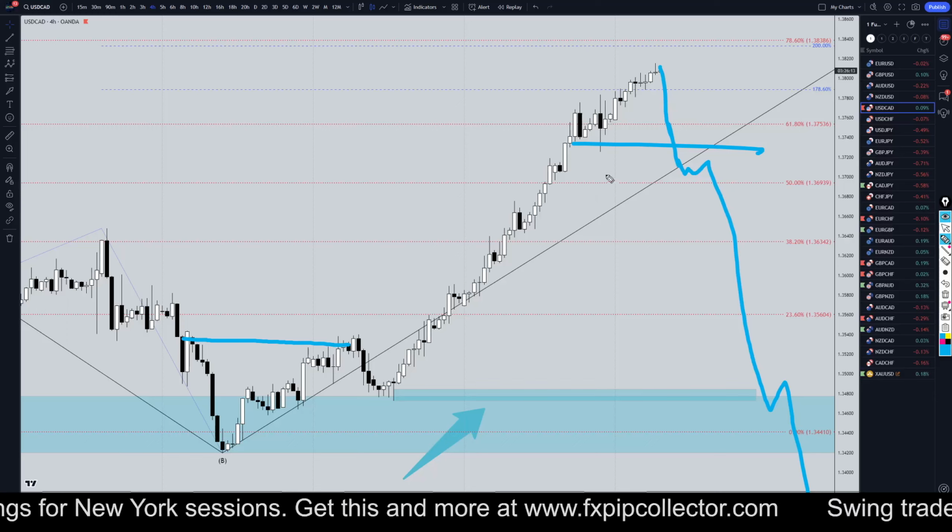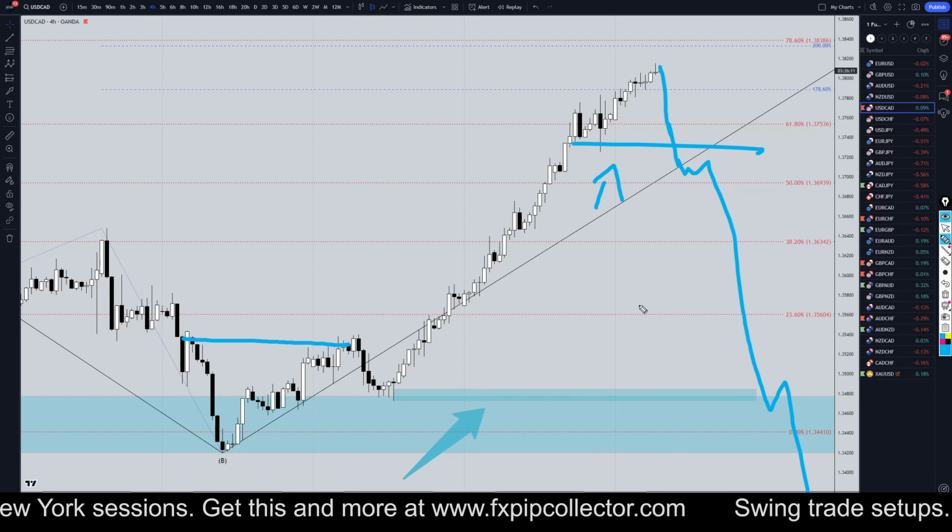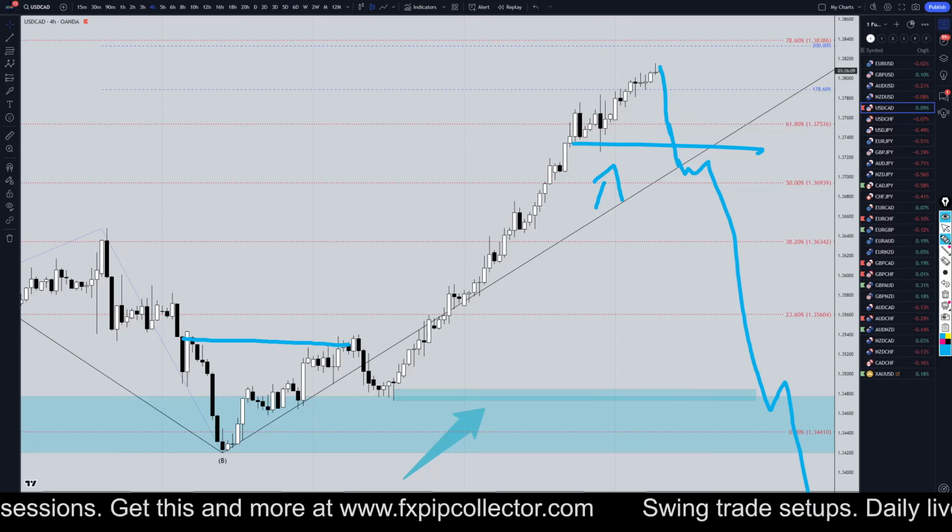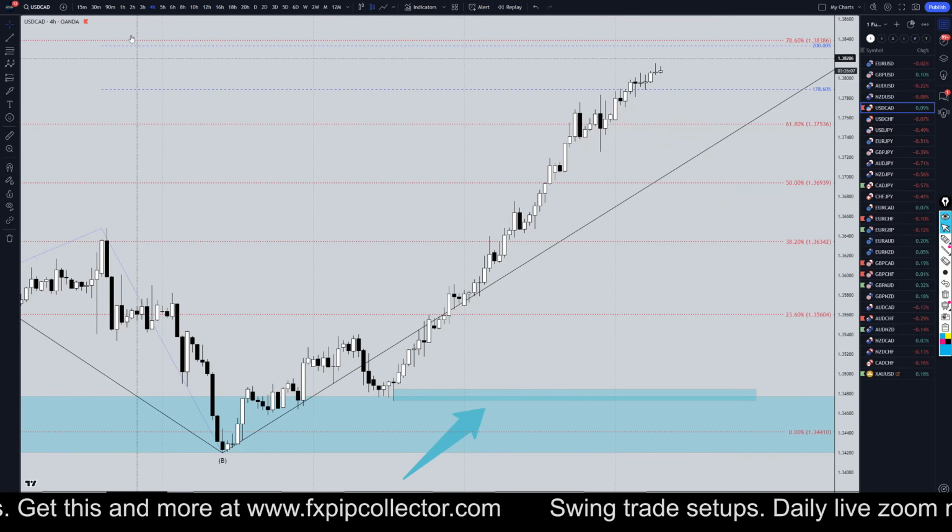I would be a little bit cautious until it actually does break structure, because if it doesn't break, then it could just keep on trending up on the higher time frames.